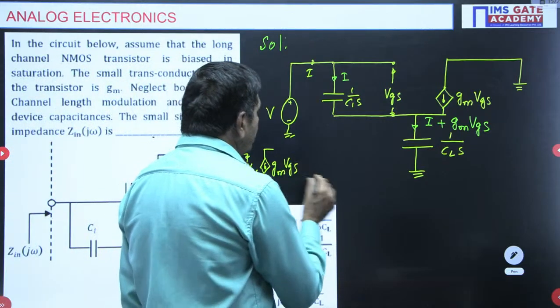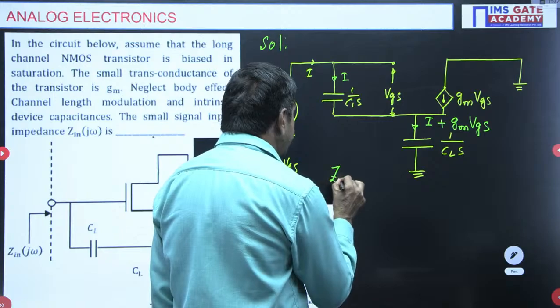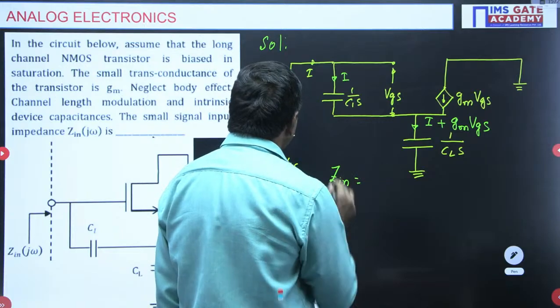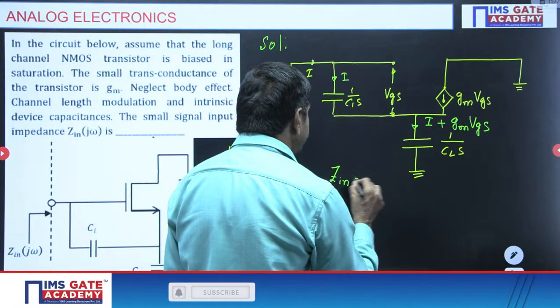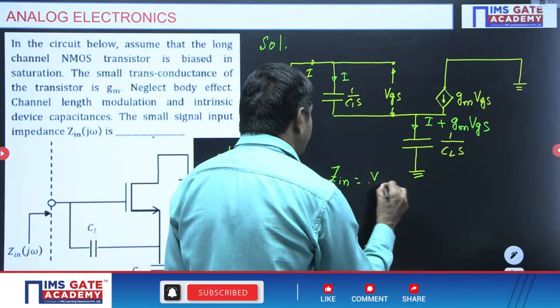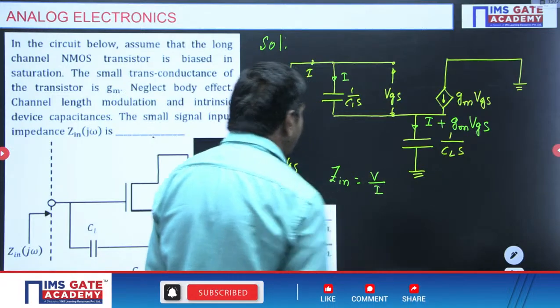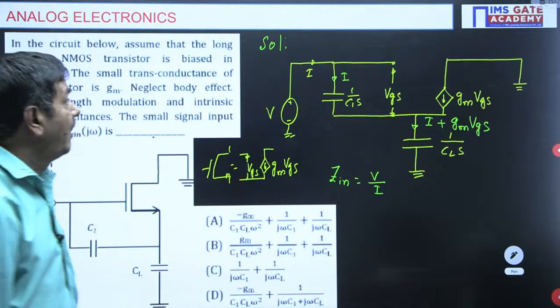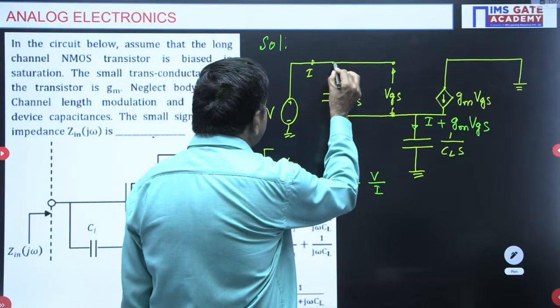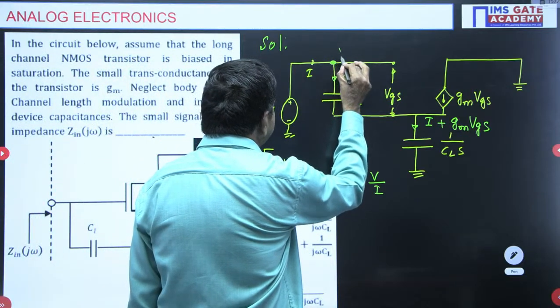But we know very well, Zin is nothing but V by I. Everybody knows. That ratio I want to get now. How can we find this? V means even this node voltage is also the same V.